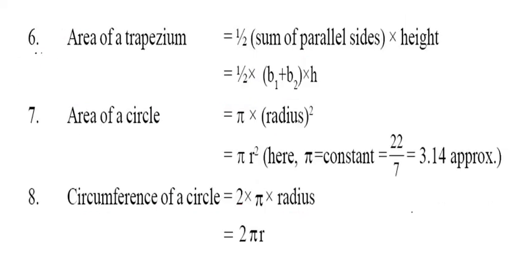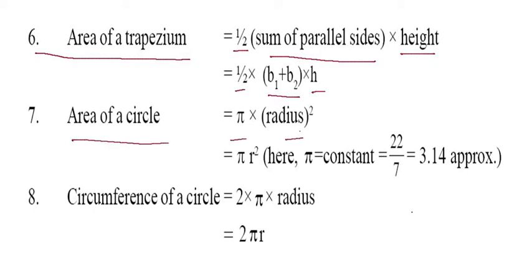Let us see here the area of trapezium. It is 1 by 2 sum of the parallel sides and distance between them, or we can say height. So you can say 1 by 2 (b1 plus b2) into h. So area of circle is pi into radius square, so we can say pi r square, where r is the radius and pi is 22 upon 7, or you can say it is 3.14. Now circumference of a circle is 2 pi into radius, you can say 2 pi r, where pi is 22 upon 7 or 3.14 approx.